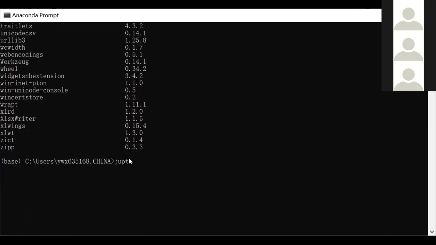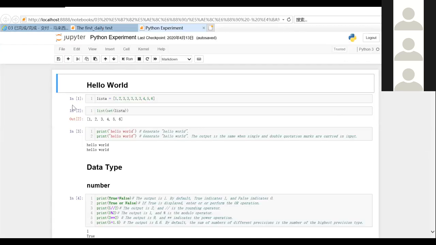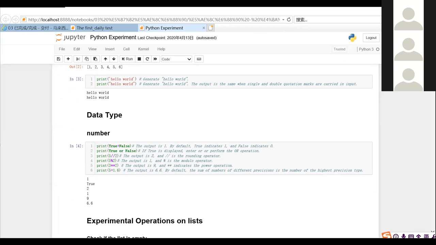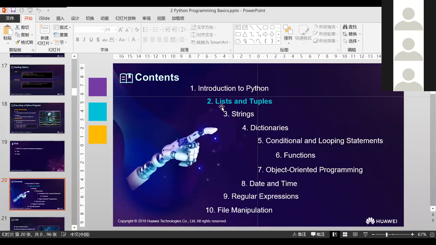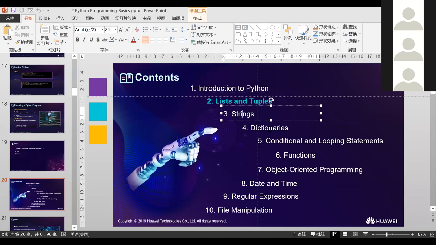So that is how to use it. If we want to open a Jupyter Notebook, just type jupyter notebook and enter. You will come to the home page of the Jupyter Notebook, at localhost. Here we will explain some basic grammar. The first key point of Python is, again, the basic data structures: list, tuples, strings, dictionaries, and set.